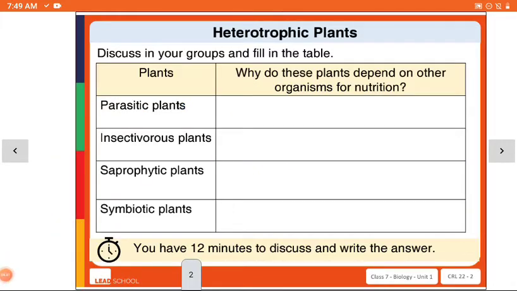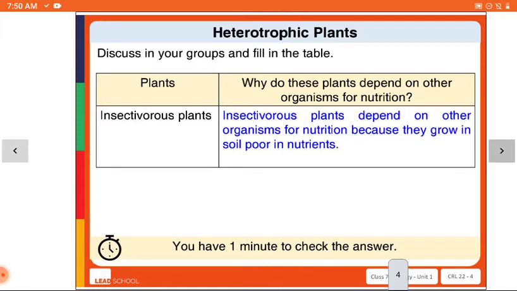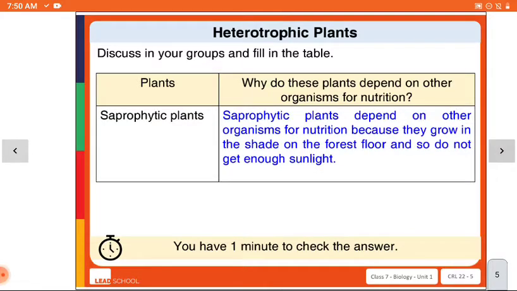Students, we take a review of heterotrophic plants. Why do these plants depend upon other organisms for nutrition? So first of all, parasitic plants. Parasitic plants depend upon other organisms for their nutrition because they do not have chlorophyll to prepare their own food. So that is the reason. Another is insectivorous plants. Insectivorous plants depend upon other organisms because they grow in soil that is poor in nutrients.